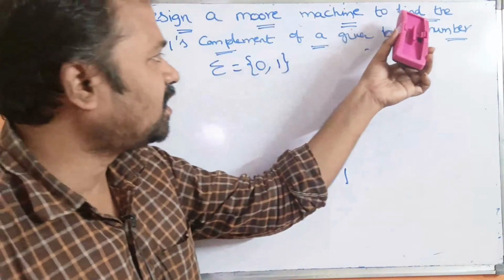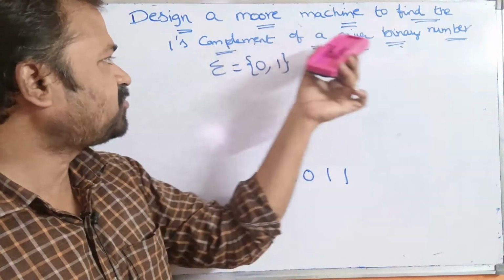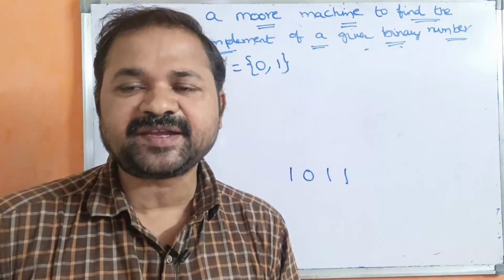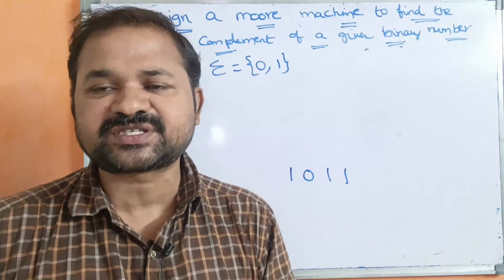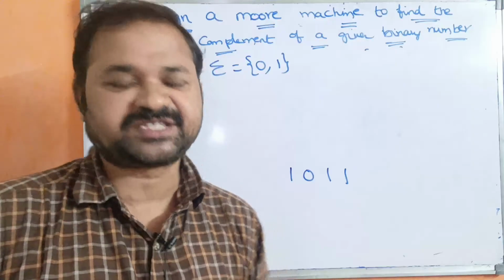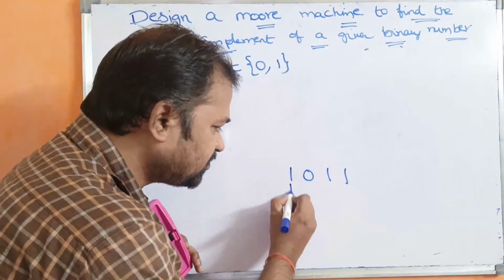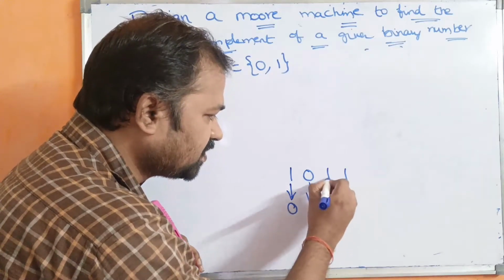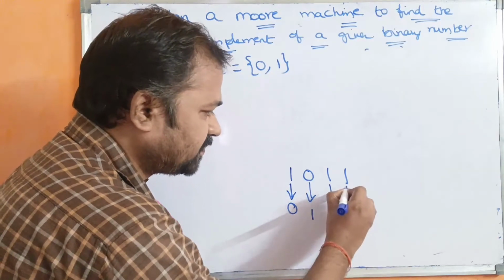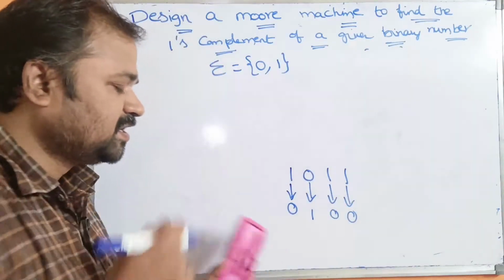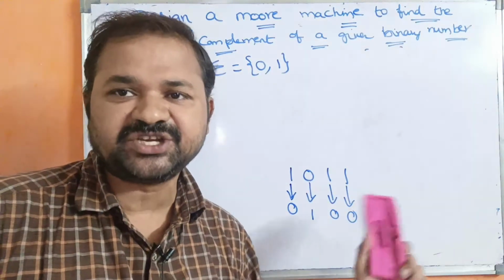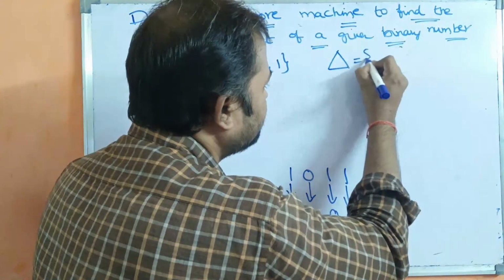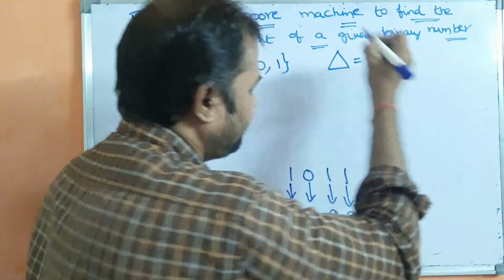Here, what do we need to find? We have to find the ones complement of the given binary number. So what is ones complement? Ones will be converted to zeros and zeros will be converted to ones. So here we have 1. This 1 will be converted to 0. 0 will be converted to 1. 1 will be converted to 0. 1 will be converted to 0. So the output alphabet also contains zeros and ones. The output alphabet is represented by the delta symbol. So delta is equal to 0 and 1.